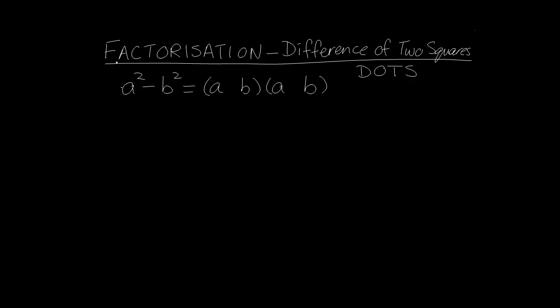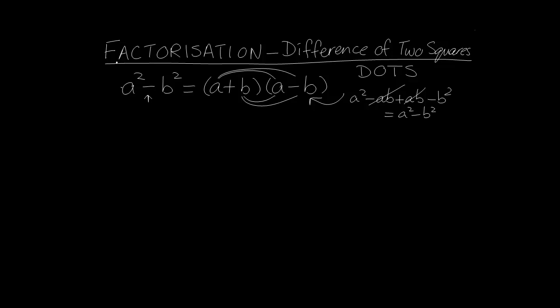Okay, so the brackets should look quite identical, except one bracket needs to contain a plus, the other bracket needs to contain a minus. So this is basically the rule that we will use when we've got a difference of two squares. Okay, now if we were to expand this one, let's just check. Multiplying this out, you're going to get a squared minus AB plus AB and minus B squared. So those two middle terms go. So you are left with A squared minus B squared.